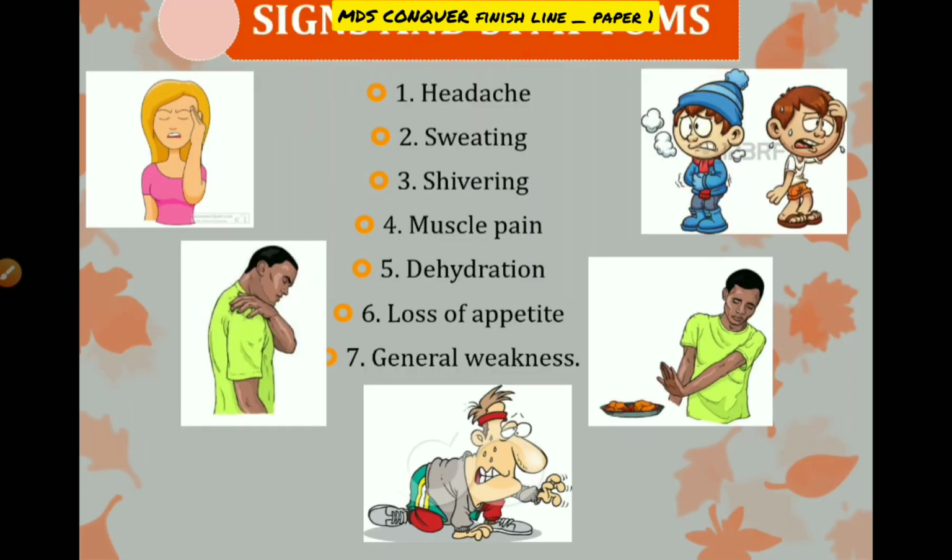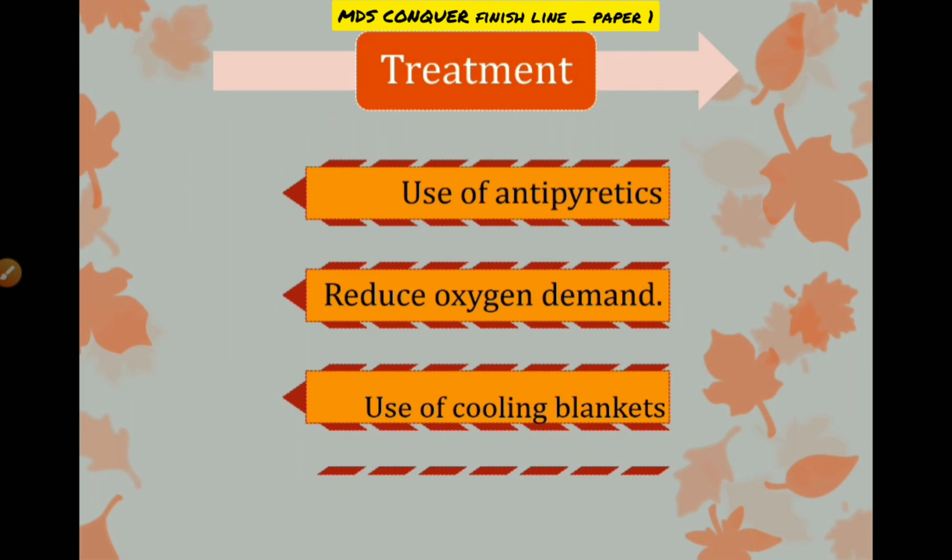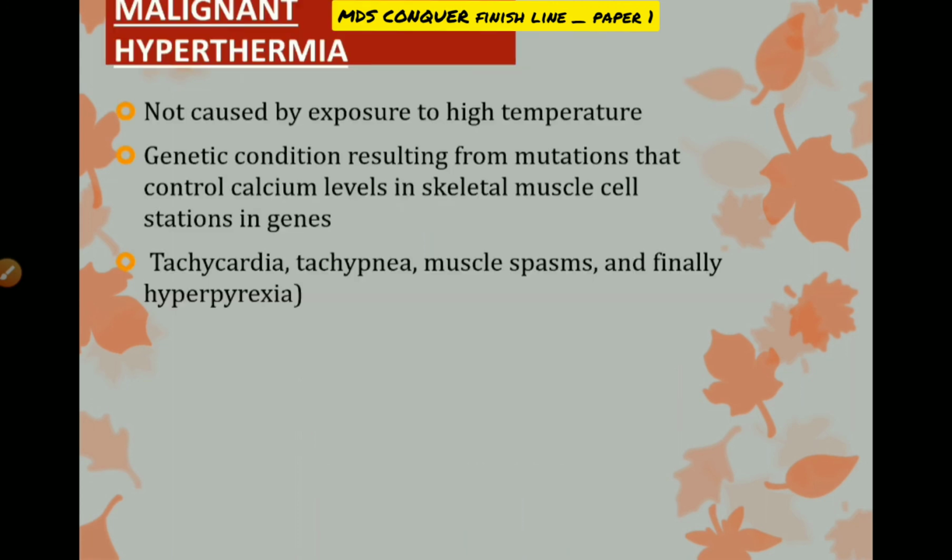Then coming to the signs and symptoms, as we know, headache, sweating, shivering, all these are the signs and symptoms of hyperthermia or fever. So for approach to the patient, we have to take the history of the patient, physical examination, and laboratory investigation, because there are several reasons for the fever. So we can approach the patient like this. Then treatment will be the use of antipyretics, and we have to reduce the oxygen demand and use a cooling blanket. These are the main basic treatments.